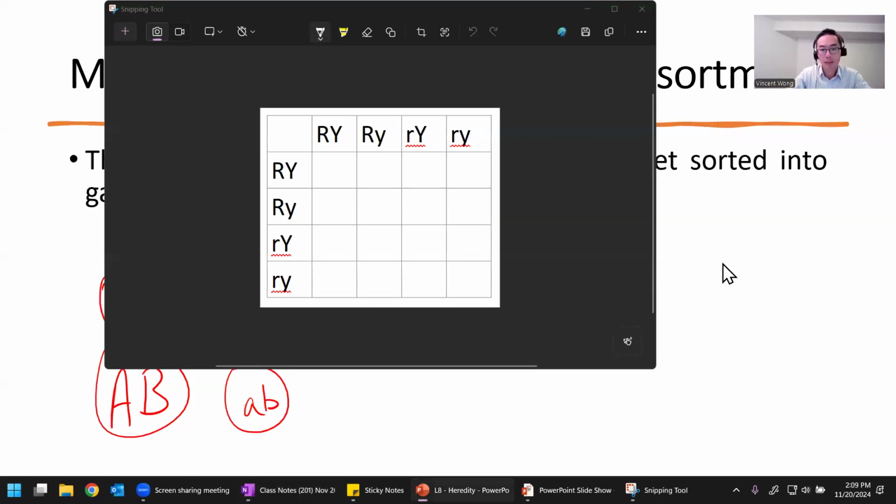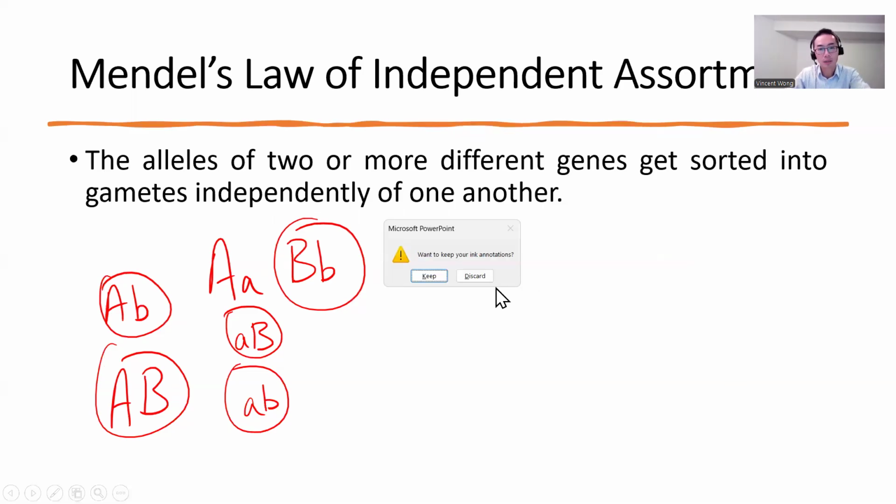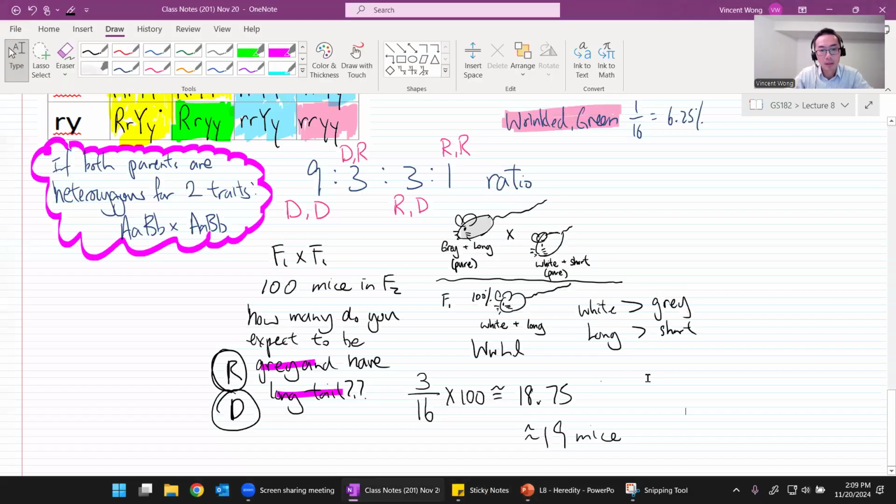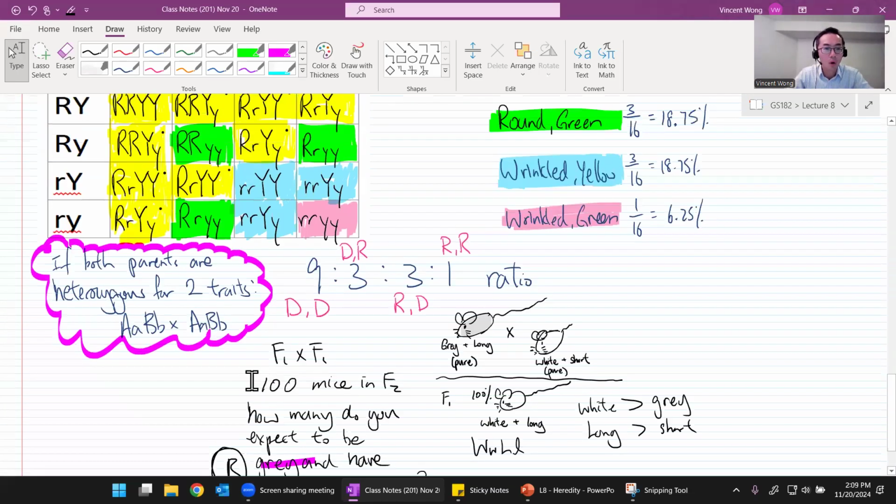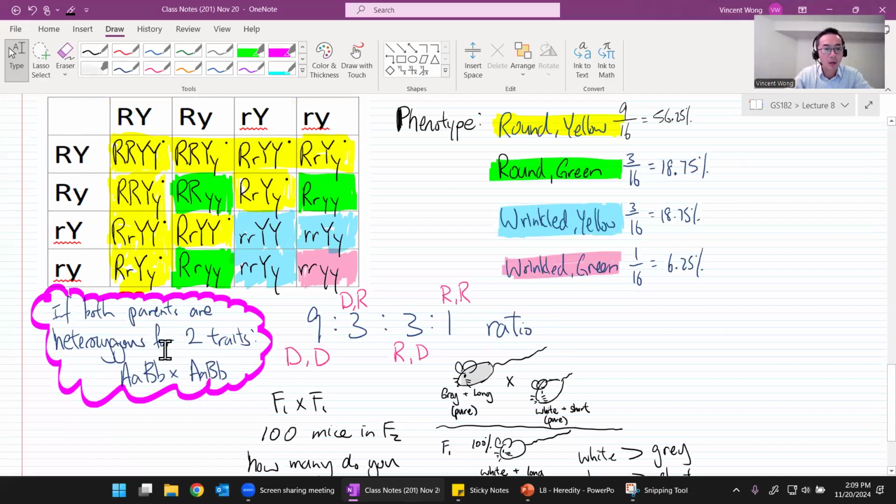You have a question, Elvis? I saw you on unmute. Yes. So the probability, the denominator is always 16, right? Yeah, only if the parents are heterozygous, right? Because if one of the parents is not heterozygous, then the table is not going to be 4 by 4, right?